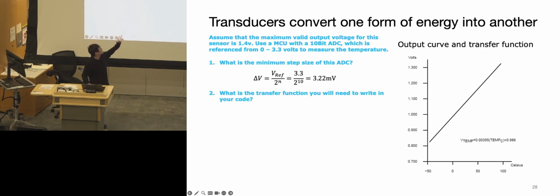What's the transfer function you will need to write in your code? Essentially, you don't have to write the actual code, just one function formula. Does anyone have answers or how you're approaching this question? Yes. Just solve that equation for temperature in C. So you subtract 0.986 and then divide everything by 0.0035.